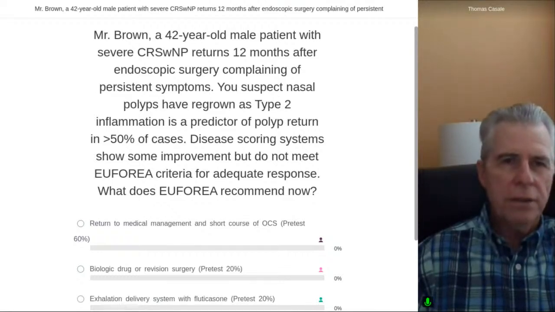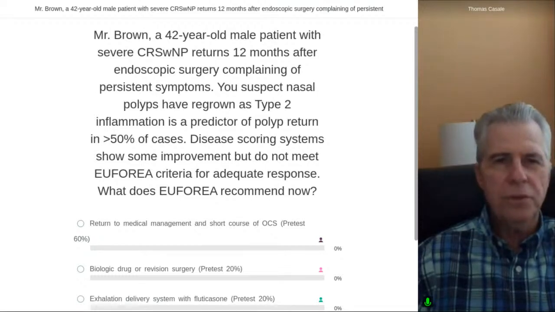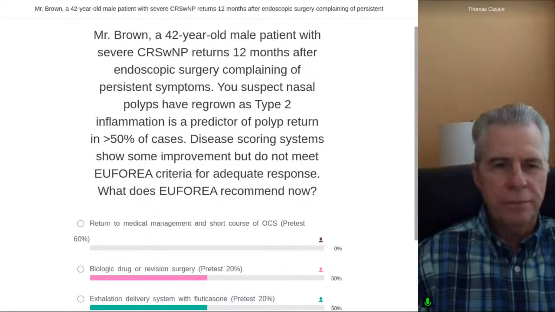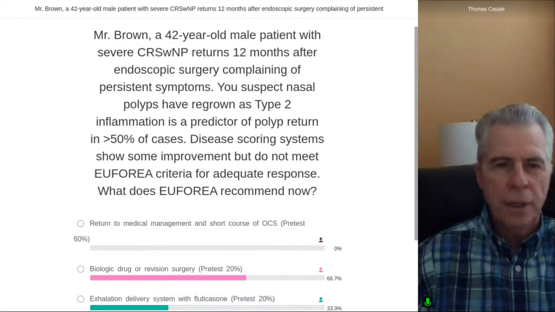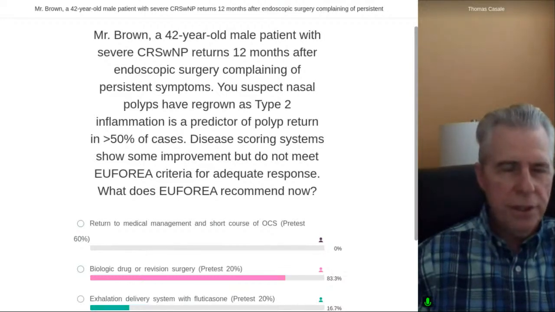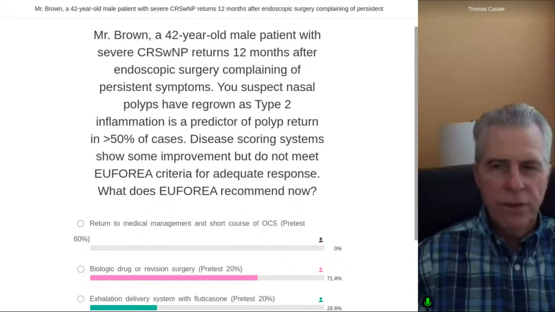So, Mr. Brown, here he is again. He's got nasal polyps regrowing as type 2. Disease scoring systems show some improvement, but do not meet criteria for adequate response. What does EUFOREA recommend now? So we have a little bit of a split decision, and I think that reflects where we're at, right?